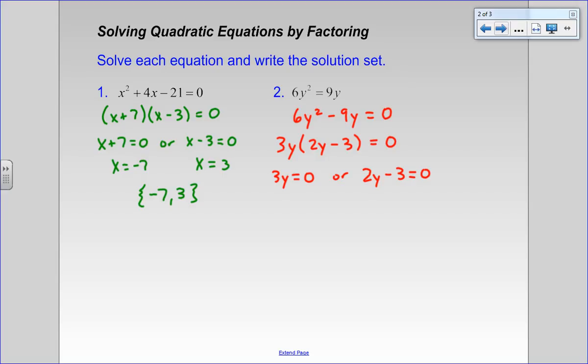The solution to the first equation is simply 0. We can see that by dividing both sides by 3. For the second equation, we have two steps to isolate the variable. First, add 3 to both sides, then divide both sides by 2. So again, the solution set of our quadratic equation contains two numbers, in this case 0 and 3 over 2.